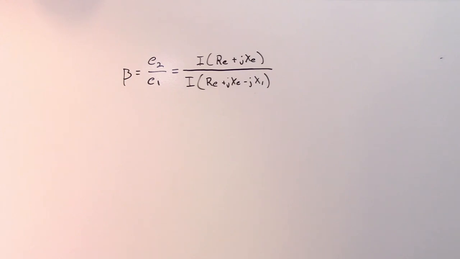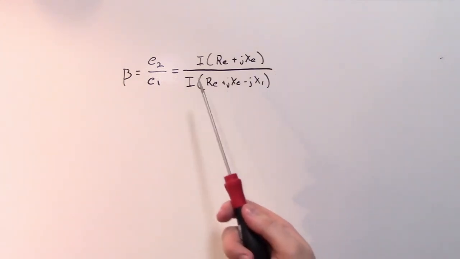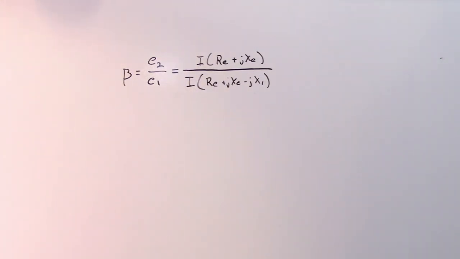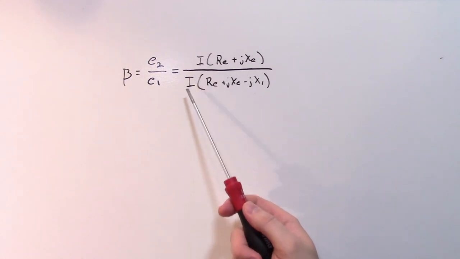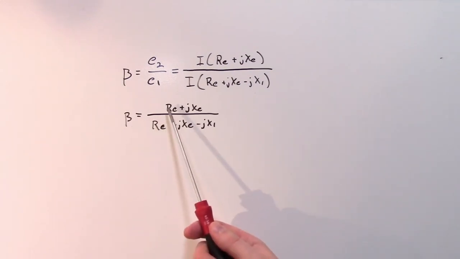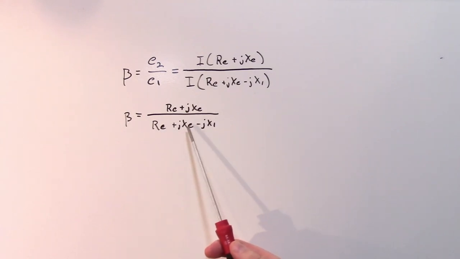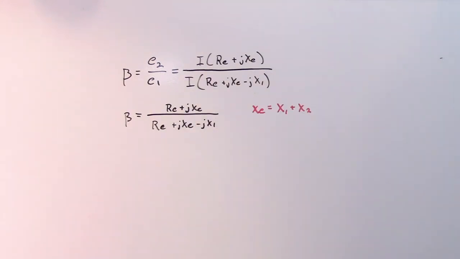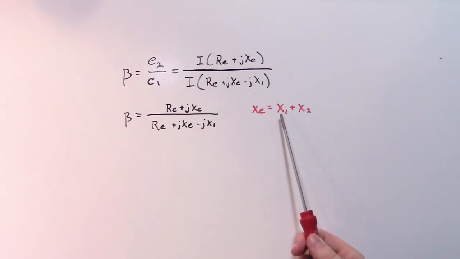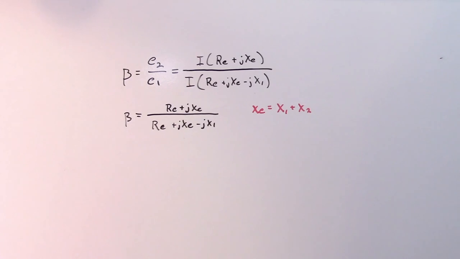And we can see why when we substitute those values into our gain equation for the feedback network, which is just E2 over E1. Now we can see that we have a common term I in both the numerator and denominator, so that'll cancel out. And we're just left with the gain equals Re plus jXe over Re plus jXe minus jX1. But remember, we're dealing with a tuned circuit, so our crystal's inductive reactance, Xe, is going to be equal in magnitude but opposite in sign to the sum of the C1 and C2 impedances.